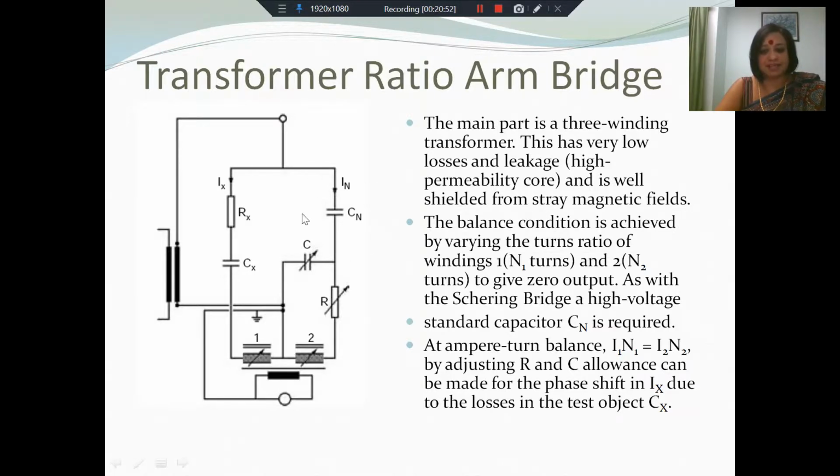So you have a standard capacitor, Cn, just as you have in a high voltage Schering bridge. You have the test specimen, which is given by Rx and Cx, and here you have the two turns ratios from the transformer, and you can adjust both N1 and N2 as well as C and R. So when you obtain the balance condition, at ampere turn balance, I1 N1 must be equal to I2 N2, and you can adjust R and C such that the phase shift in Ix can balance the losses in the test object Cx.